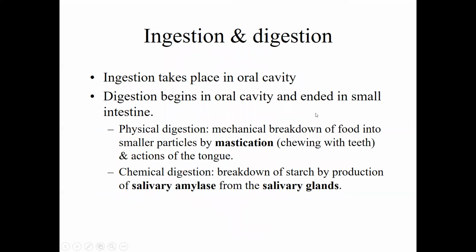Ingestion takes place in the oral cavity. Digestion begins in the oral cavity and ends in the small intestine. Physical digestion is the mechanical breakdown of food into smaller particles by mastication, which is chewing with teeth, and the action of the tongue. Chemical digestion is the breakdown of starch by salivary amylase from the salivary glands.